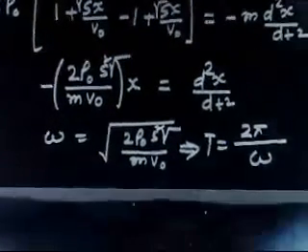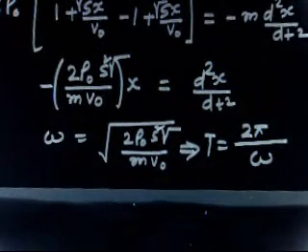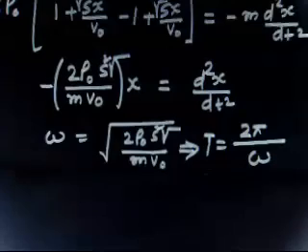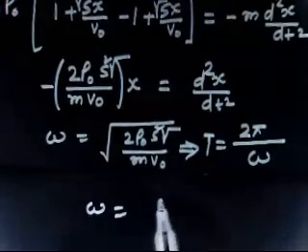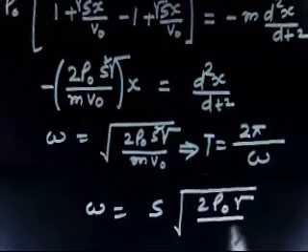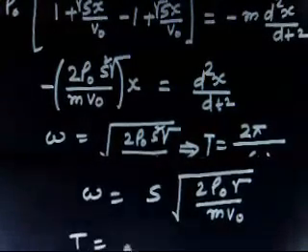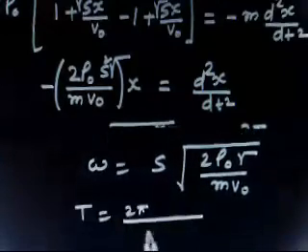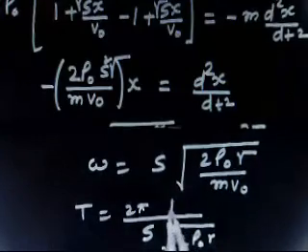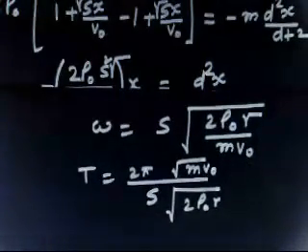Are you getting? If you want, you can take S common also, because this is S square. So if you take S common, it will become omega equal to S times the square root of 2 P0 gamma by m V0. So this is the omega. So the time period will be 2 pi by omega. Omega is given by S into the square root of 2 P0 gamma by m V0, and this goes on the top. So this will be the time period. Are you getting?